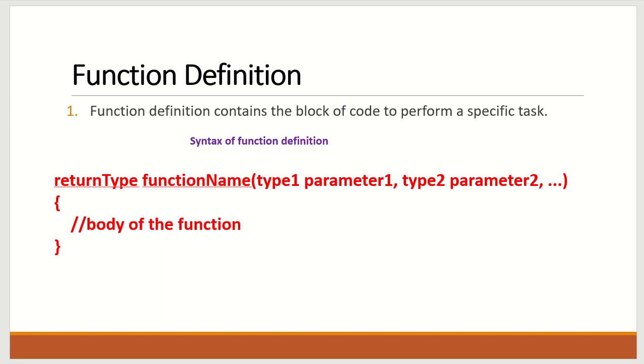Coming to the next part, which is function definition. Function definition contains the block of code to perform a specific task. So here is the syntax for that. We will write the return type, based on the program. Then function name and round bracket, parameters and its type, or you can say data type. At the end closing of round bracket, but no semicolon at the end. The next line, opening of curly bracket, and inside of this we are going to write the body of function, and then closing of curly bracket.